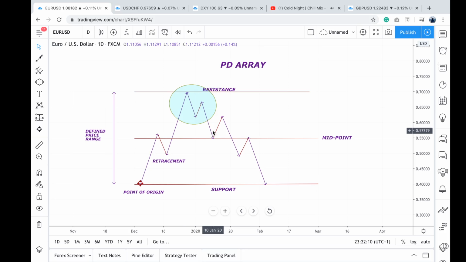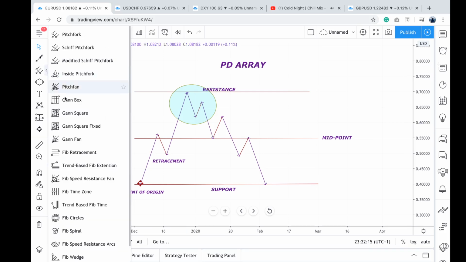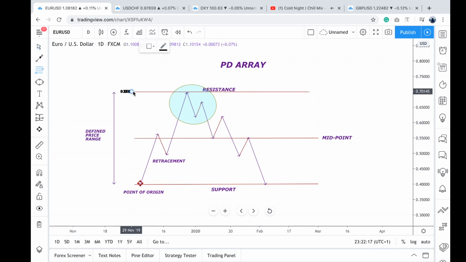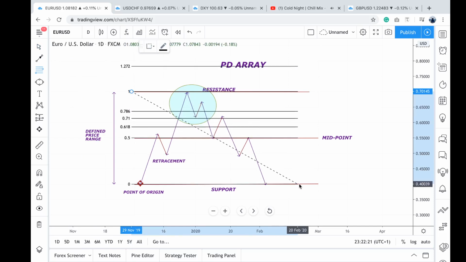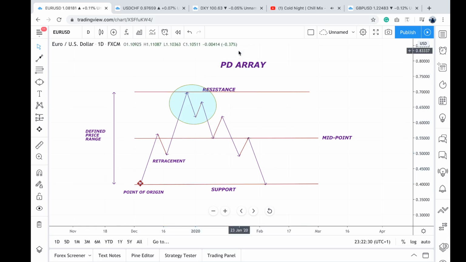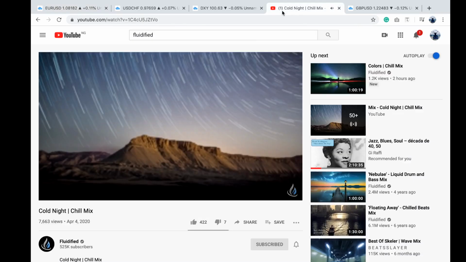So once you identify your range, you simply pull out your Fibonacci and then you draw the Fibonacci from the top of the range to the bottom of the range. And then you get your midpoint, which is your 50%. So your 50% right now would be the midpoint of your price range. Okay, that will be the midpoint of your price range.